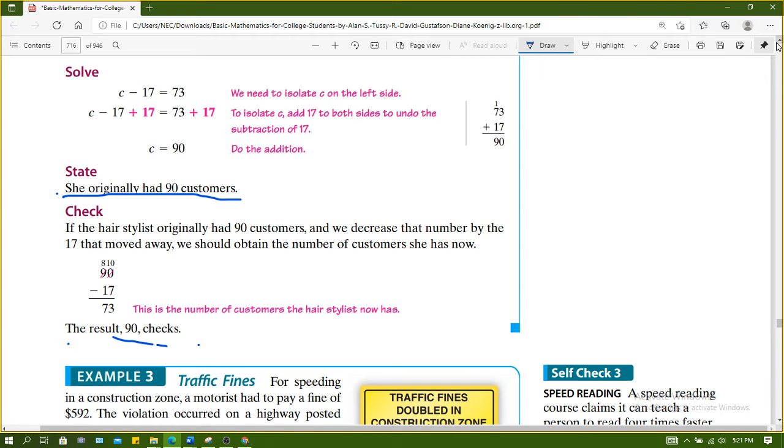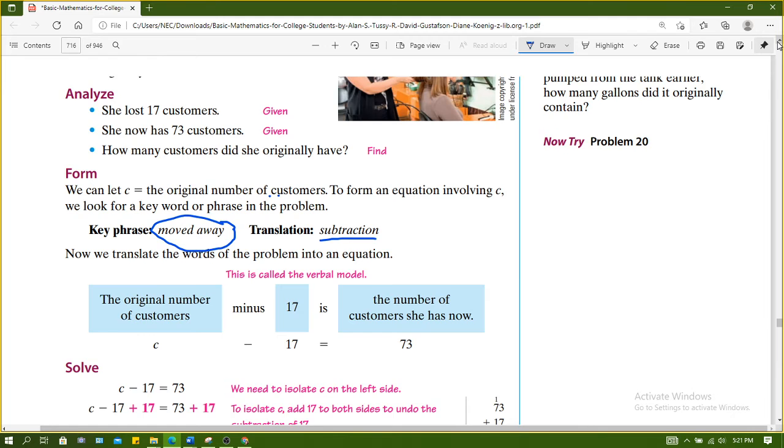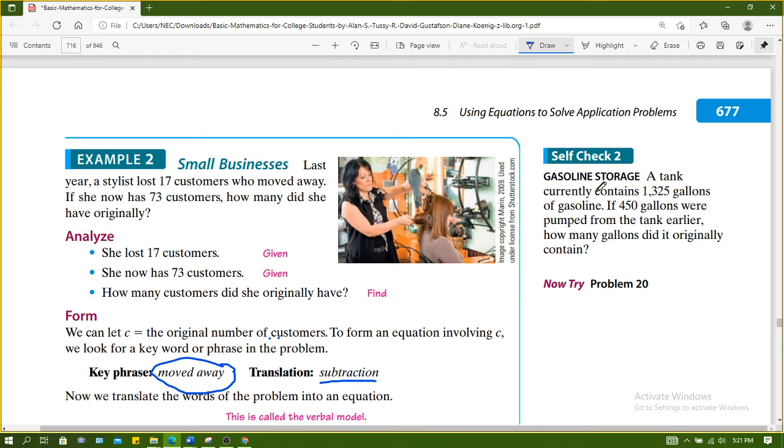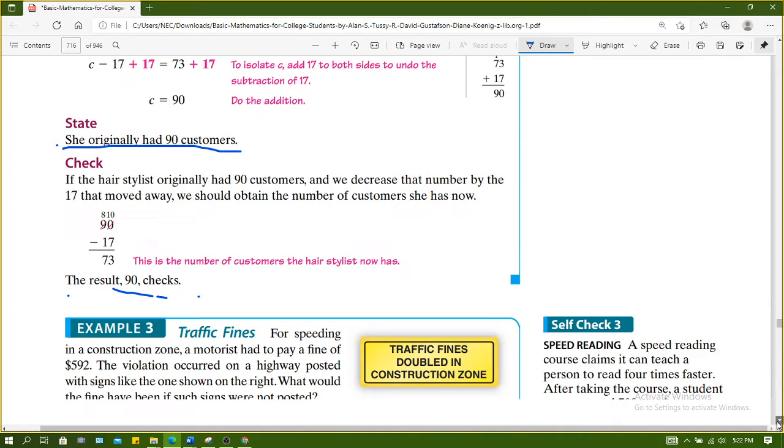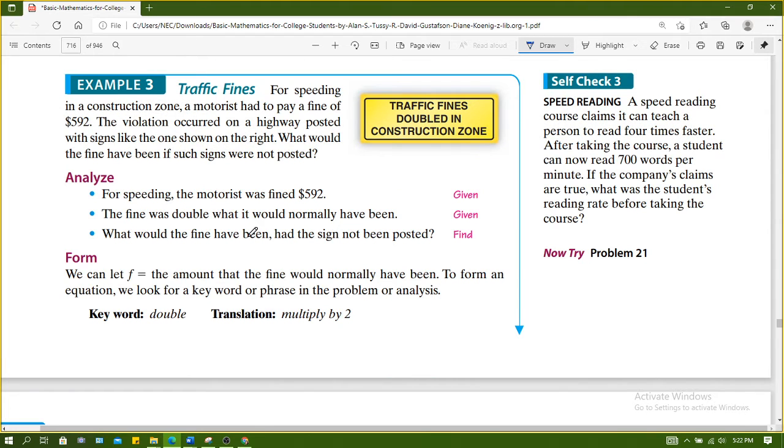Okay? So let's read another self-check here. Gasoline storage. A tank currently has 1,325 gallons of gasoline. If 450 gallons were pumped from the tank earlier, how many gallons did it originally contain? So, now you do self-check number 2. It's the same as the given example. Now, example number 3.